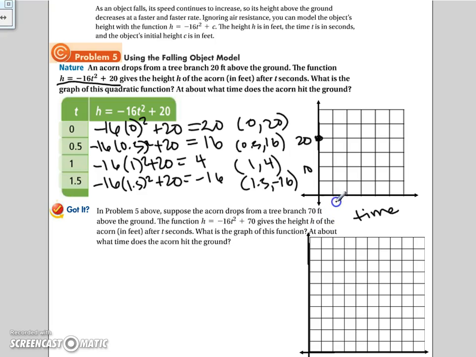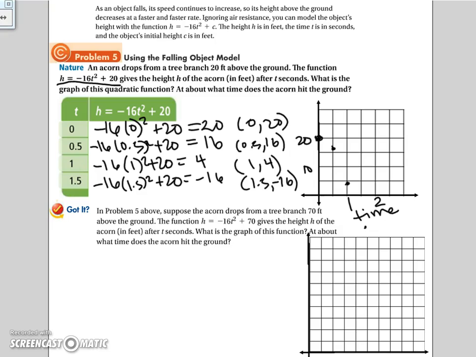So I am going to count by 0.5 for my t. So this is 0.5, this is 1, and this is 2. So I'm plotting my points at 16 feet at 0.5 second. At 1 second, it's at 4. And then by the time we're at 1.5 seconds, it's all the way down at negative 16, which we know it's not going to fall that way.